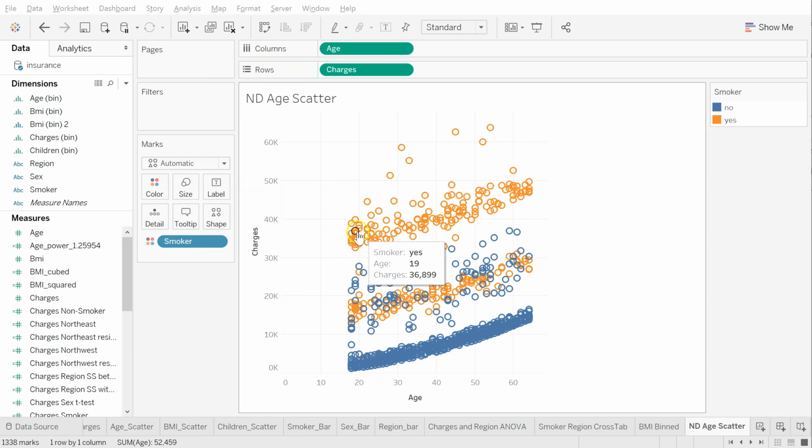Now, in this case, we can see that, yeah, there's a clear differentiation here. Everyone in the low level of costs are non-smokers, high level are smokers. However, the variance is still pretty consistent as far as how it's spread out over age.